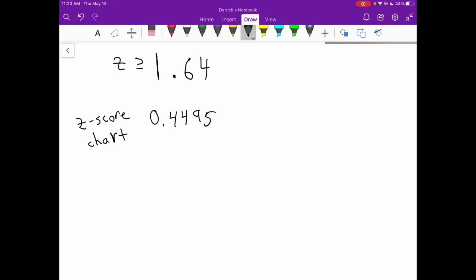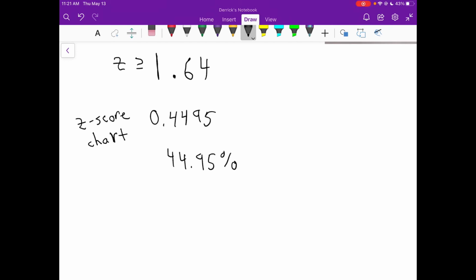Well, you'd first need to go to your z-score chart. I will go ahead and tell you that if you go to the z-score chart, 1.64 returns you a decimal of 0.4495, which in percentage form would be 44.95%. Okay? You can go double check your z-score chart, make sure you understand where I get that from, but that's what you should be seeing.